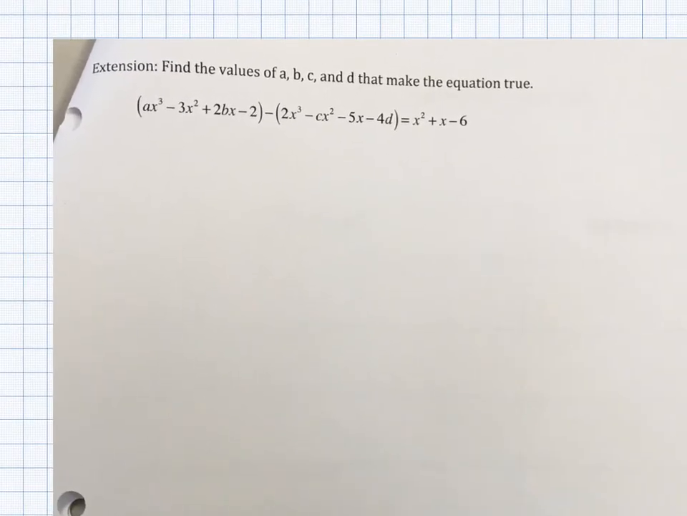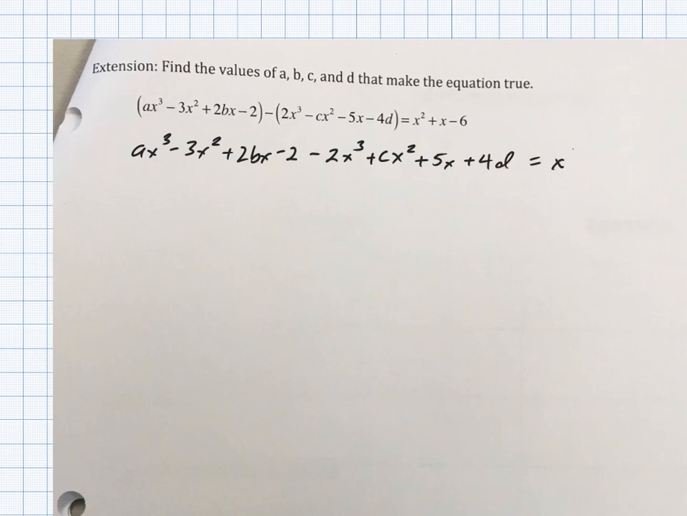This is an equation. But can we do the first step together so that we don't make an error? A whole ton of this stuff is going to cancel, just so you know. But it's going to be ax to the third minus 3x squared plus 2bx minus 2. And then you distribute the minus sign to the minus 2x to the third plus cx squared plus 5x plus 4d equals all that stuff.